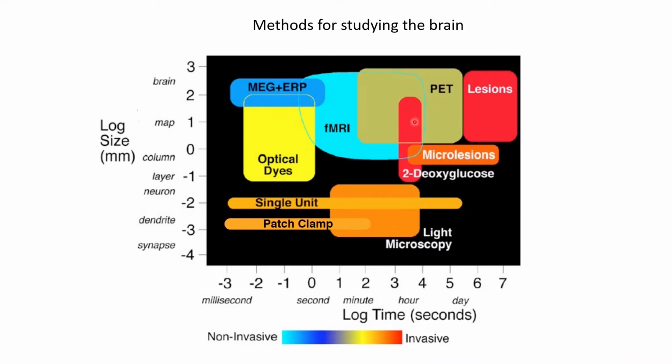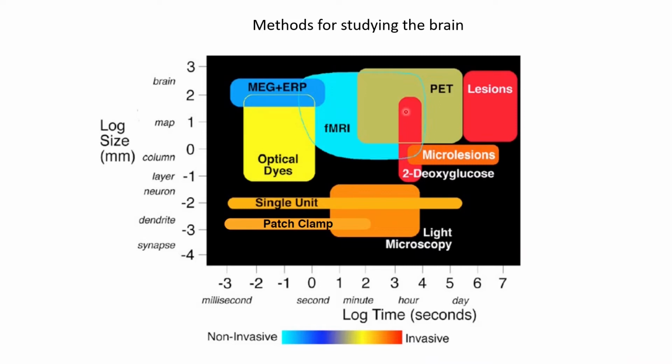Similar technique is 2-deoxyglucose. In this case, labeled form of glucose is given to the person, or to an animal in the case of biological experiments. And then depending on when the brain is active, the glucose is consumed more, and therefore the parts of the brain that are labeled with this radio labeled glucose will indicate which parts of the brain are active at a particular time.